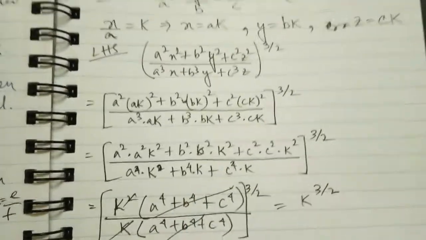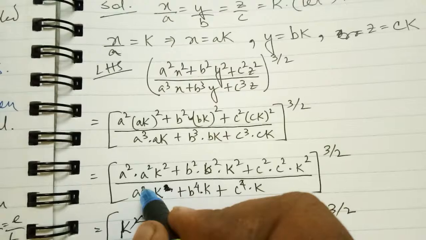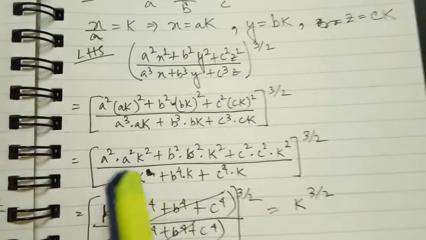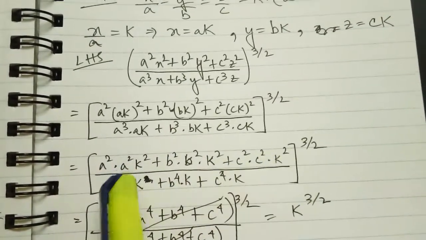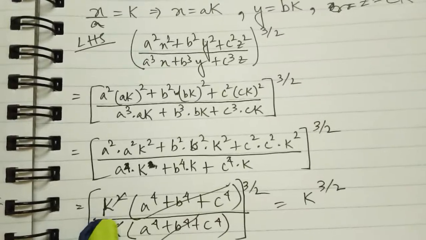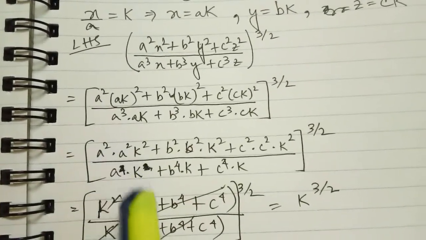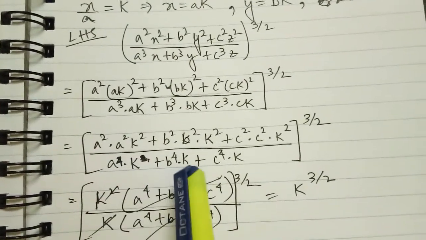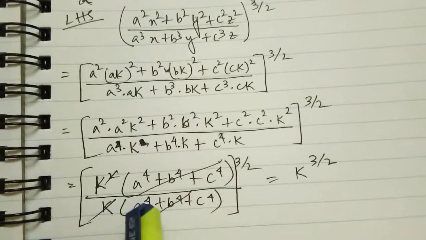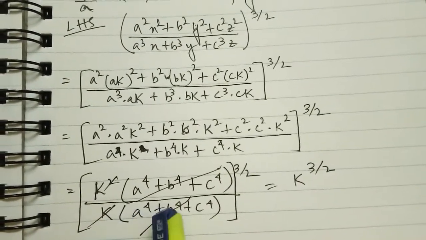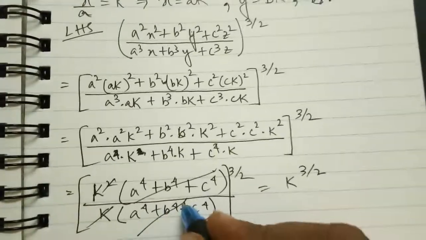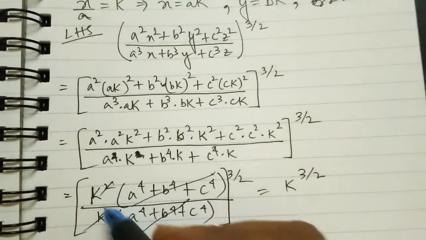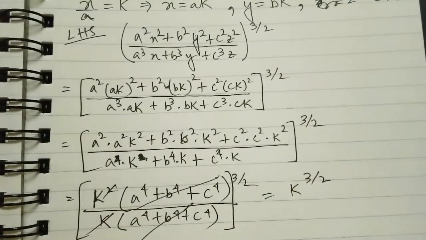Now from here, I can take K square common from these three terms. Then A square into A square will be A to the power 4, B to the power 4 and C to the power 4. In the denominator also I can take K common, then A to the power 4 plus B to the power 4 plus C to the power 4 remains. This whole part cancels out. Then what remains is K to the power 3 by 2.